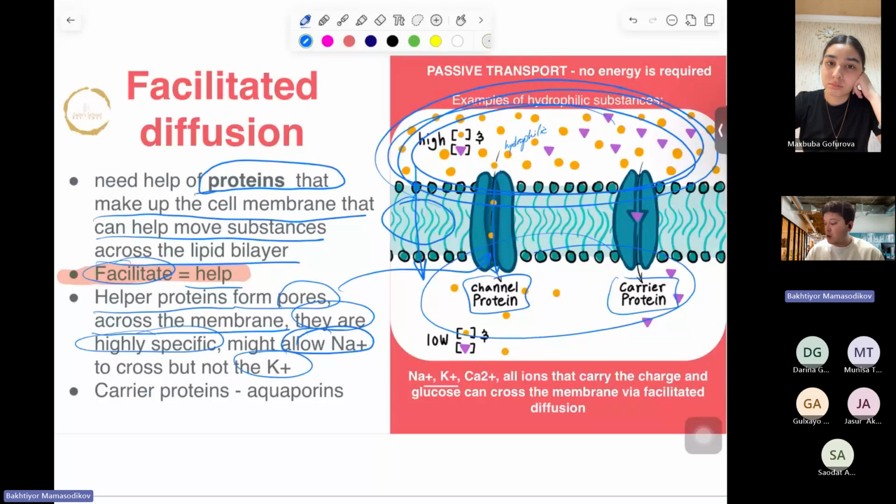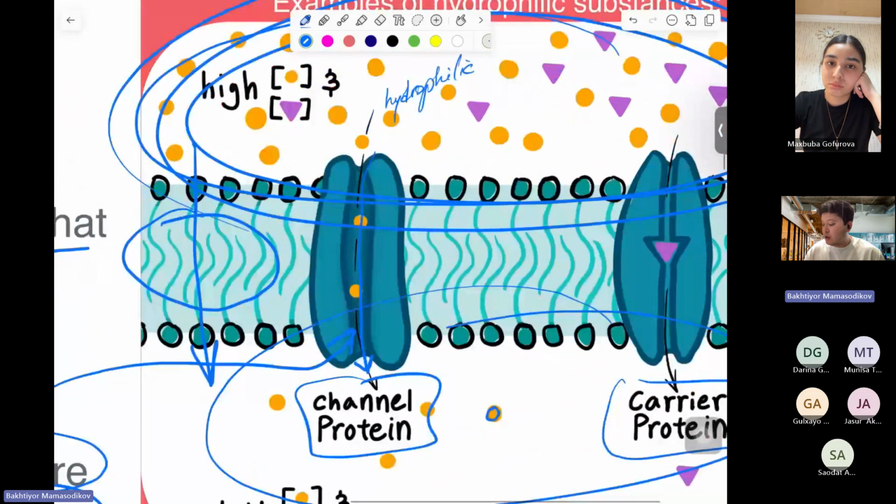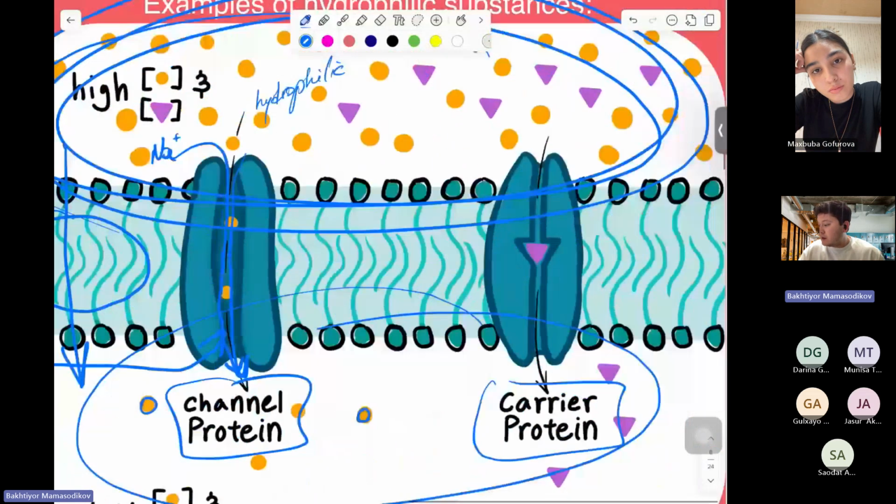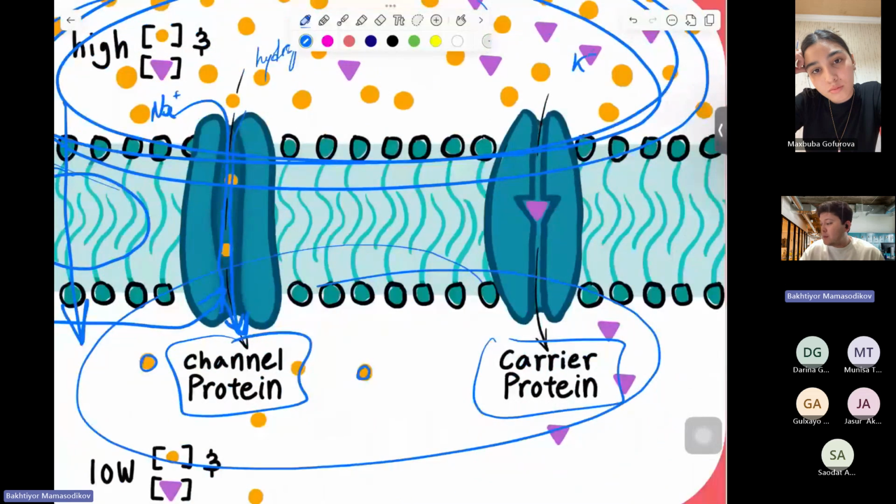Here, as you can see, they are letting pass only the yellowish molecules. For example, that might be sodium. They're only passing the sodium molecules inside of the cell. You know what sodium is, right? From the chemistry lecture. Sodium is an element, and this channel is only passing the potassium. They are only transporting the potassium into the cell. That means they are highly specific.